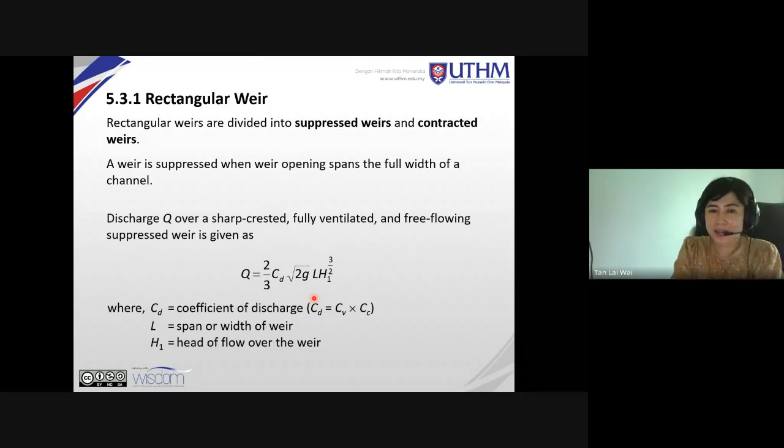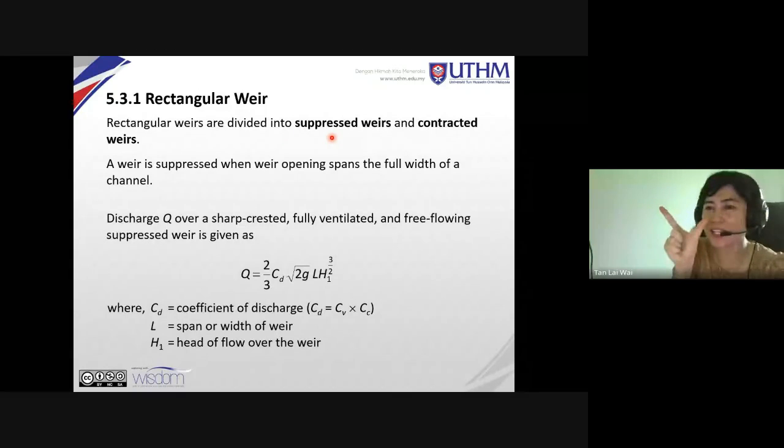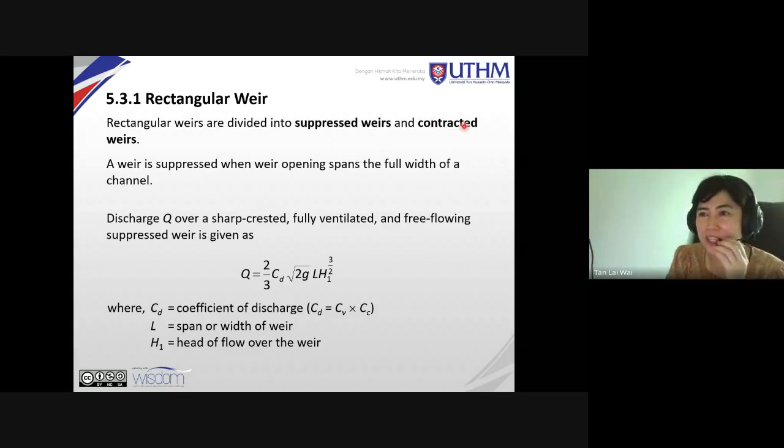Now let's look at the rectangular weir here. Rectangular weirs are divided into suppressed and contracted. By now you should know that for a suppressed weir, the opening spans the full width, that means as large as the width of the channel. Contracted means the opening is smaller than the width. It could be contracted at one side or both sides.